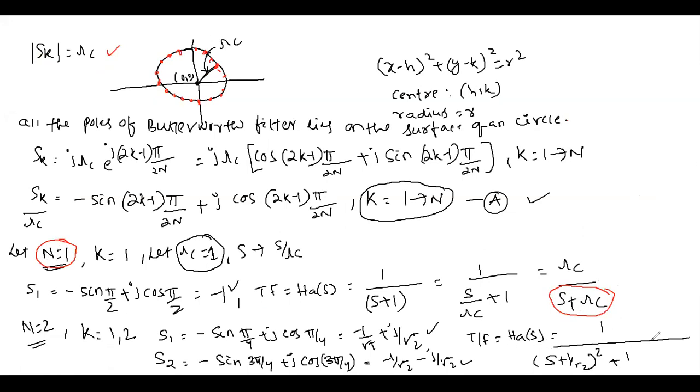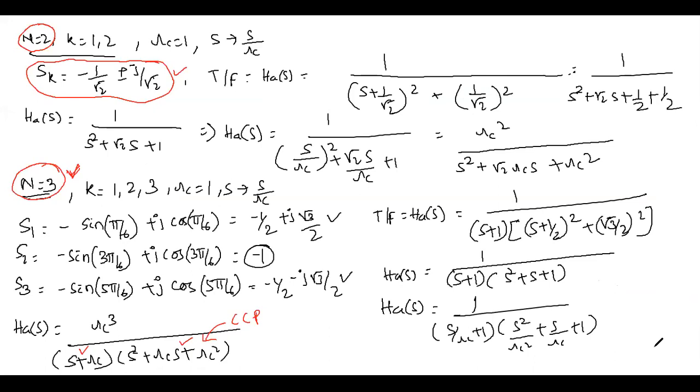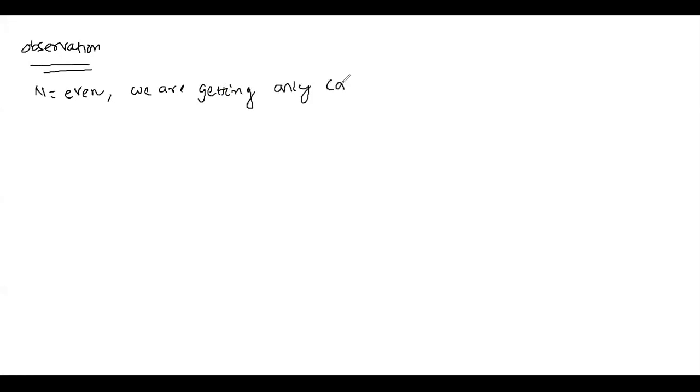Now I want to generalize this. How can we generalize this? What is the observation? The observation is if n is even, we are getting only complex conjugate pairs.